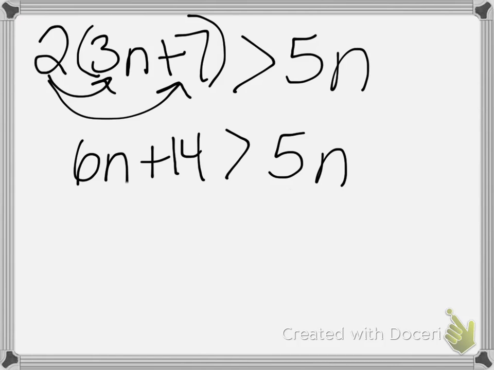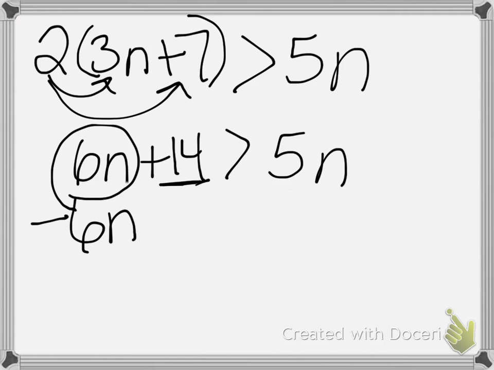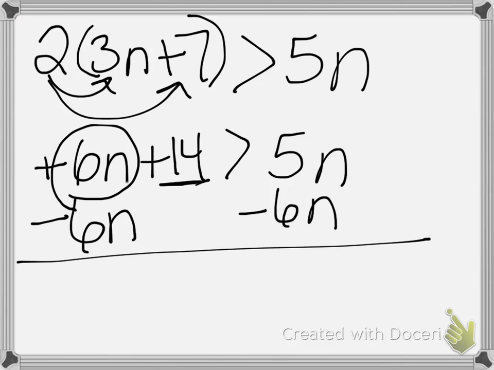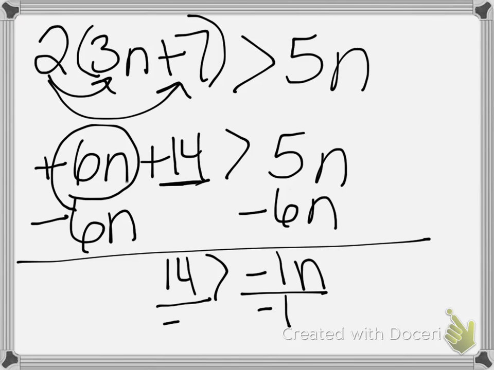because I'm trying to get the letters by themselves and the numbers by themselves. So I need to move the 6n so that I leave the 14 on this side and my n's on this side. So I'm going to subtract 6n, because this is a positive, from both sides. Then I get 14 is greater than -1n. So now I'm going to divide by -1 on both sides.